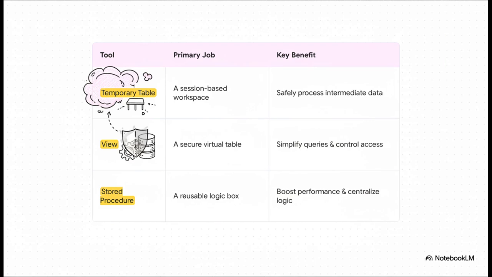So let's pull it all together and look at our complete toolkit. We've got 3 essential tools. First, the temporary table. That's your private workspace for safely crunching intermediate data. Second, the view. That's your secure virtual window for simplifying complex queries and locking down access. And third, the stored procedure. Your reusable logic box for cranking up performance and keeping all your business logic in one place.